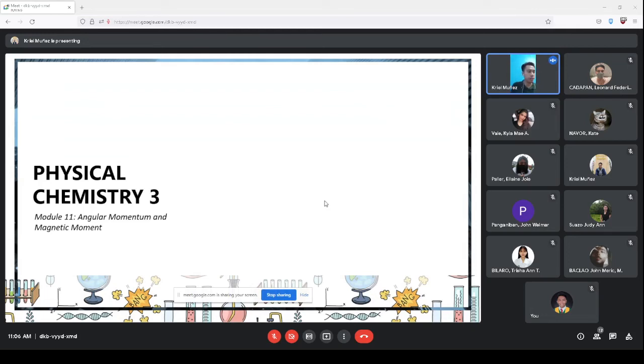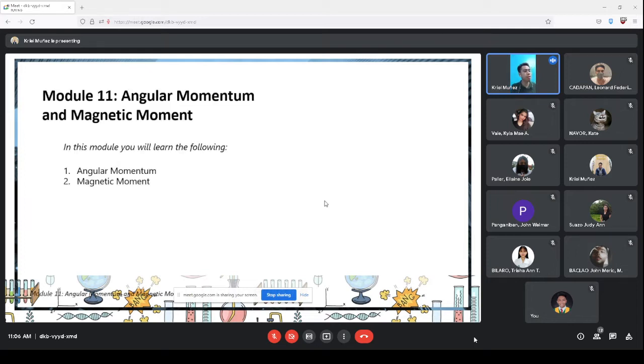A little shorter than module 10, but all that we would do here is just the same as we have done during our midterms. So hopefully, mas mabilis din siya i-digest. Okay, so we'll be discussing just two subtopics. For this module, we'll be discussing the angular momentum and the magnetic moment.